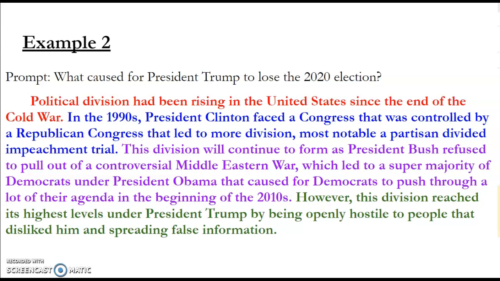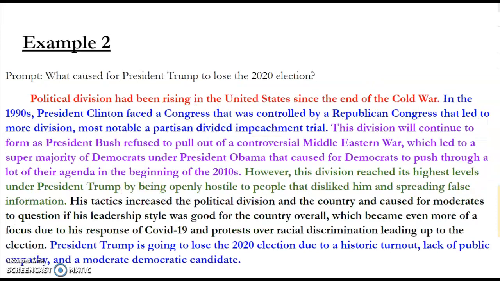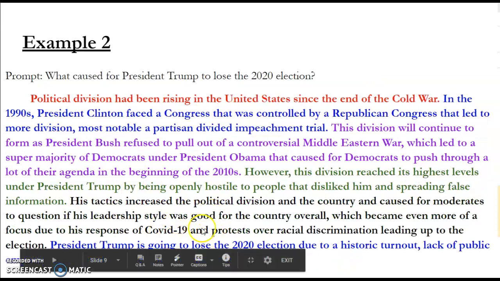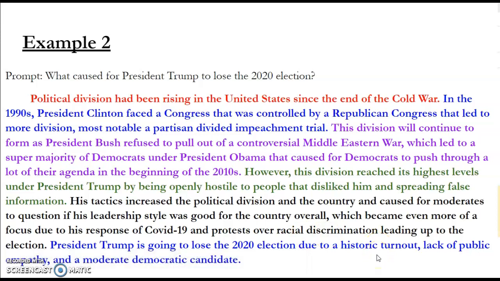So you can do either. You can go through more of an immediacy of what led up to it, or you can go long term. How far back can we go? Ultimately, the last two sentences are mainly the same though. I connect all this by saying that this increase in political division caused moderates to question his leadership, which became even worse under COVID-19 and protests of racial discrimination. And then my thesis is exactly the same.